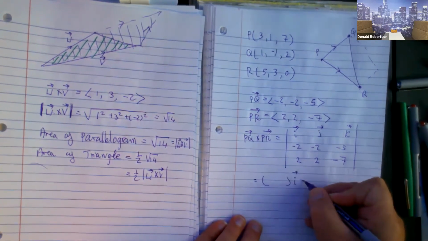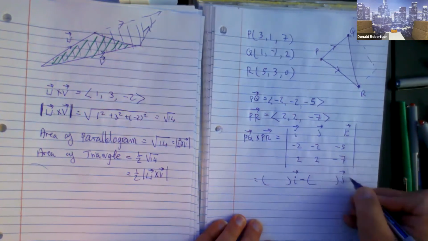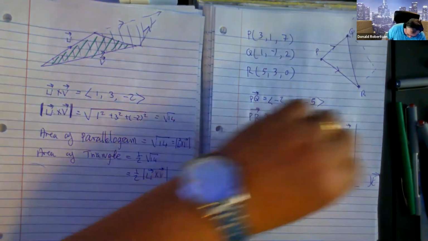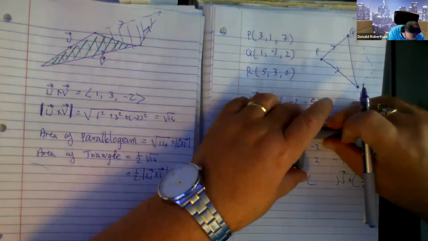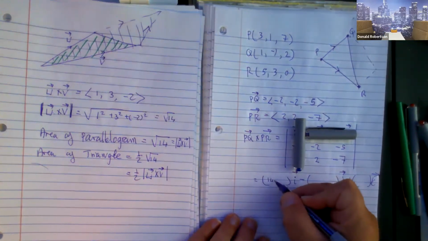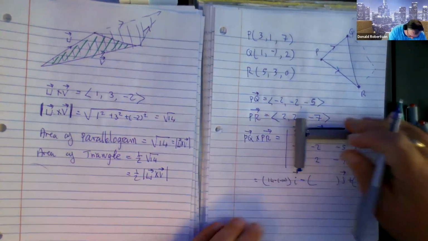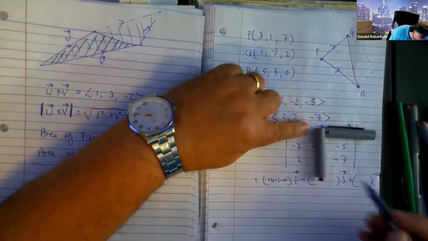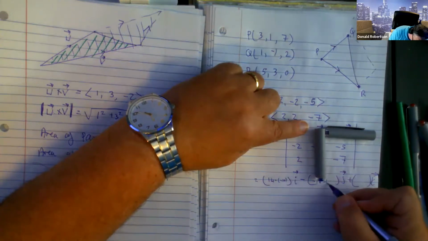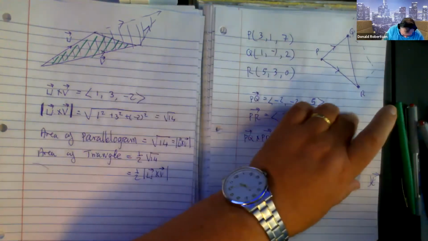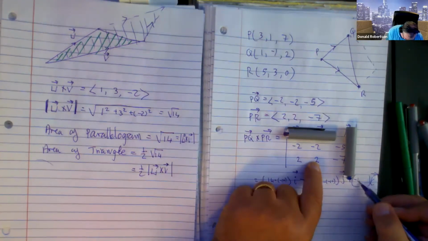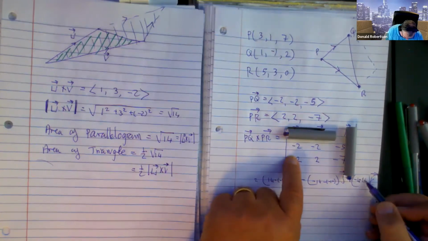So many i's, take away so many j's, plus so many k's. You cover these guys up, you have 14 take away -10. If you do the middle one, you have -14 take away -10. If you do the end one, it's -4 take away -4.